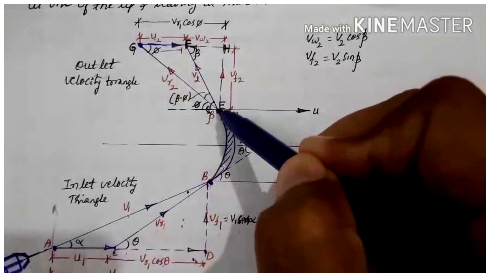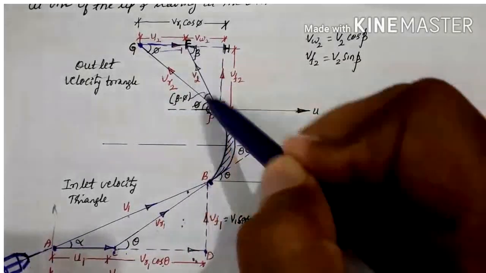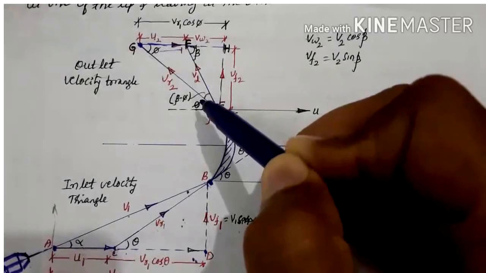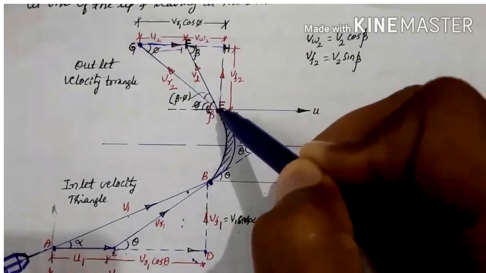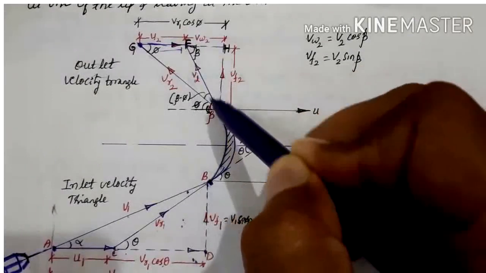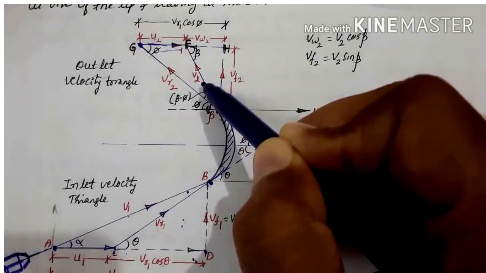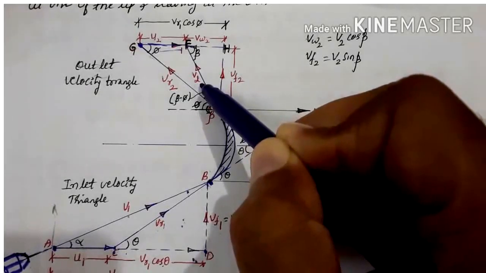Join EF, from E to F, and that represents the velocity of the jet. When you join EF, this represents the velocity of the jet V2 at outlet, and it has both a magnitude and a direction, that is V2.